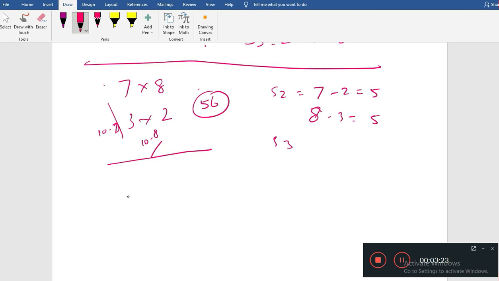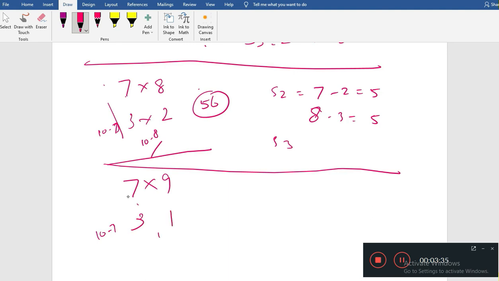Then we will see one more example. 7 into 9. 10 minus 7 is equal to 3, and 10 minus 9 is equal to 1. 7 minus 1 is equal to 6, and 3 into 1 is equal to 3. So, 9 sevens are 63.